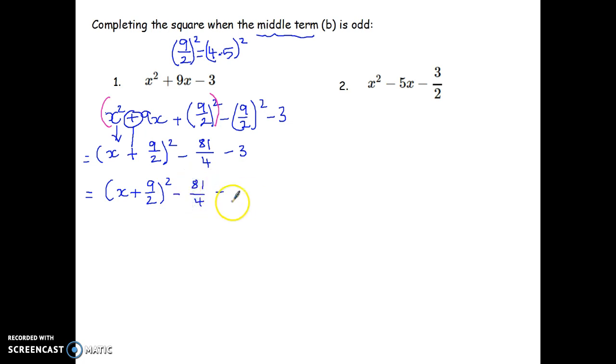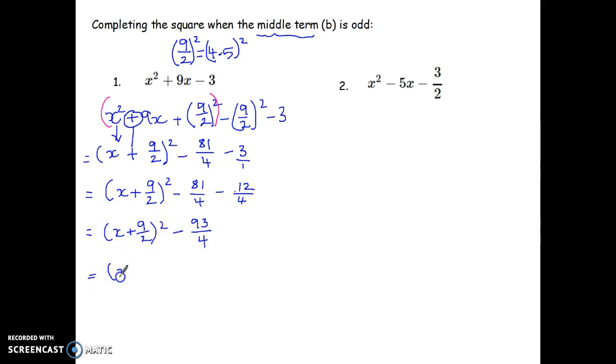Now, when I'm subtracting or adding fractions, I need to have a common denominator. So I need to think about how I can express 3. Instead of 3 over 1, I could make that 12 over 4. We've dealt with this, but it just comes along for the ride here. Minus 81, take away 12 is minus 93, all over 4. And then we've got two terms separated by a minus, one of them squared.